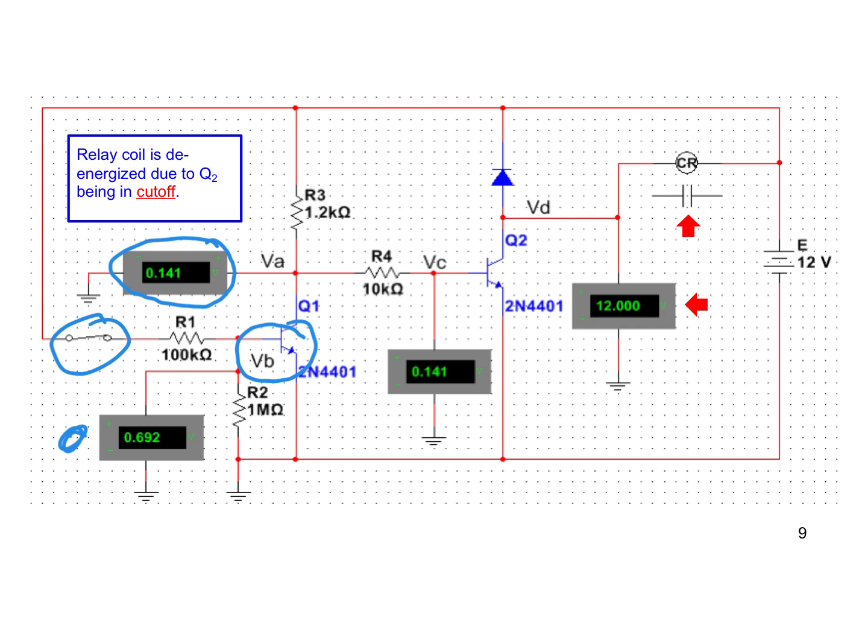So therefore, there's no current here. The base to emitter junction has not reached the 0.7 threshold. It's 140 millivolts. So Q2 will be in cutoff. Therefore, there's no coil current, and that's back into its rest position.